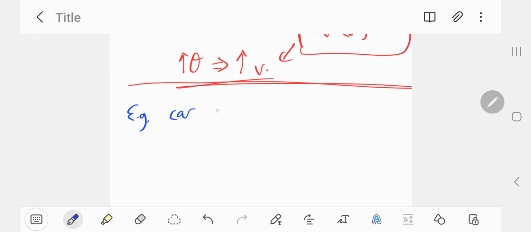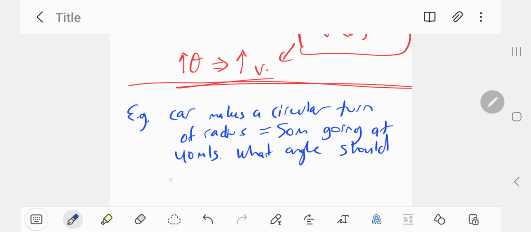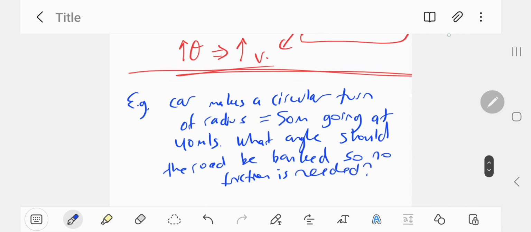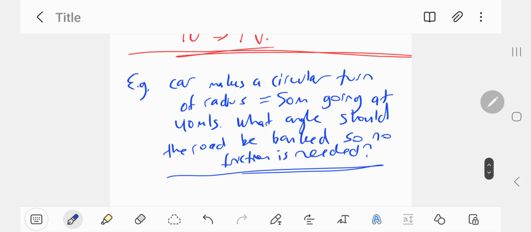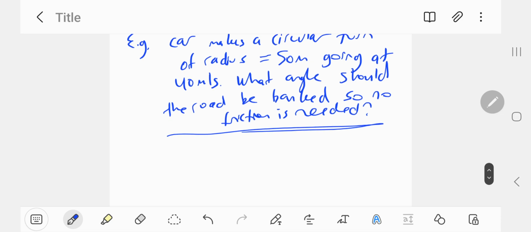Okay, so let's suppose a car makes a circular turn of radius 50 meters going at 40 meters per second. What angle should the road be banked so no friction is needed? Looks a bit complex, but let's just break it down bit by bit. It'll make more sense. So we'll draw a diagram once again.